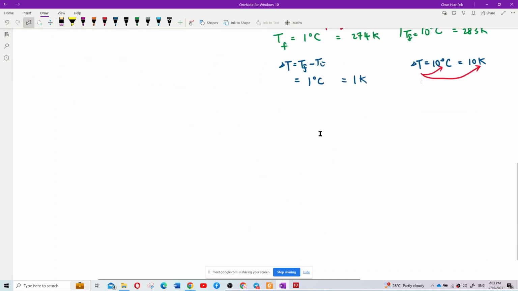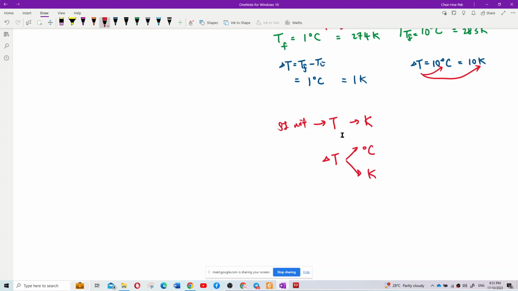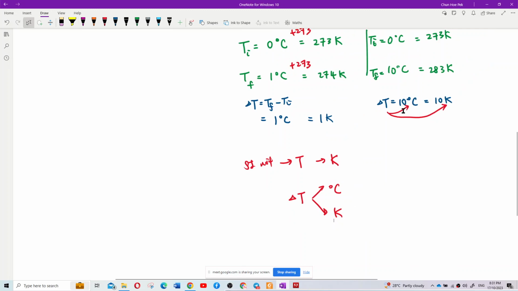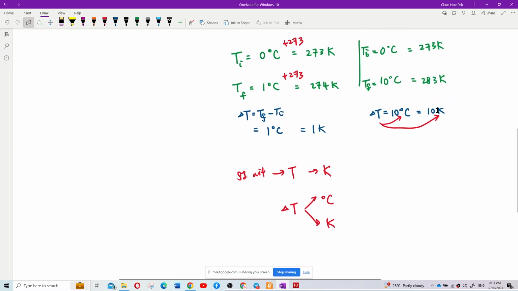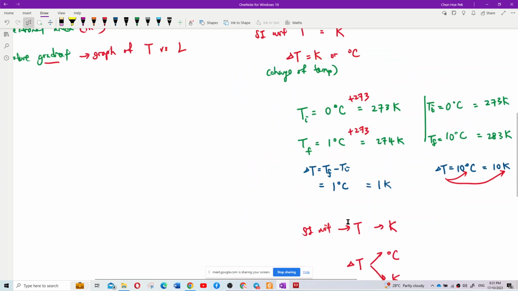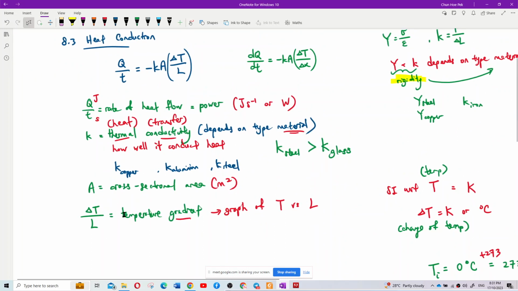So what I want to say is the SI unit for temperature is only Kelvin. But for a change of temperature, you can put either degrees Celsius or Kelvin, because a change of 10 degrees Celsius is the same as a change of 10 Kelvin. It's the same, so you can put either unit. Now, the temperature gradient here, what's the unit? For the top, you can put either Kelvin or degrees Celsius.